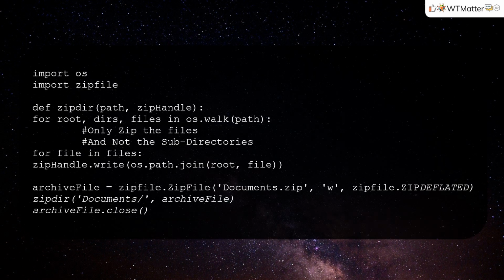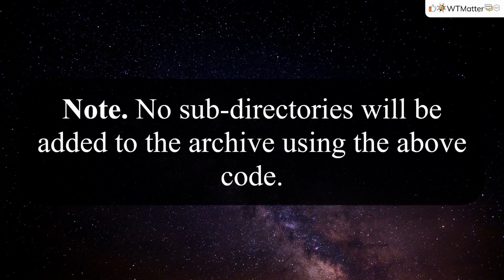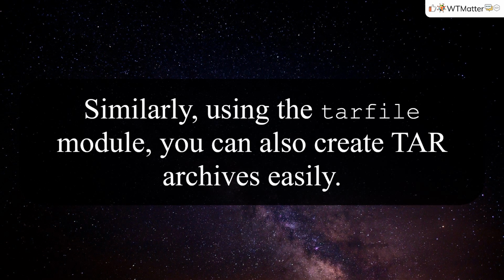Please observe the code carefully. If required, kindly pause the video for the same. Running the above Python code will loop through the documents directory files one by one and will add them to the zip archive documents.zip. Note: no subdirectories will be added to the archive using the above code. Similarly, using the tarfile module, you can also create tar archives easily.